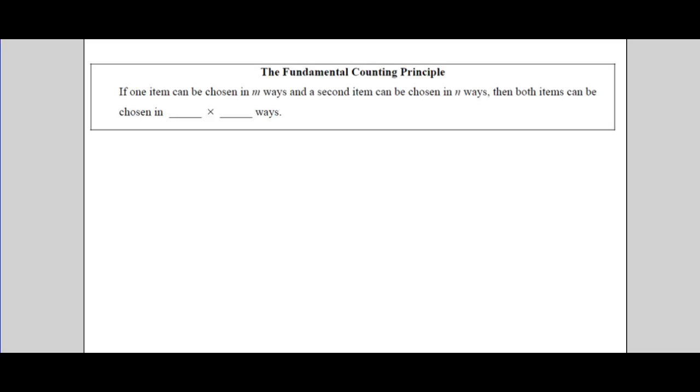Anyway, if one item can be chosen in M ways and a second item can be chosen in N ways, then both items can be chosen in, what do we do with the numbers? Multiply them together, right? M times N. So we have 2 models in 3 different colors, and there are 6 choices, right? You're going to have model A in red, in green, in blue, whatever. That's called the fundamental counting principle.